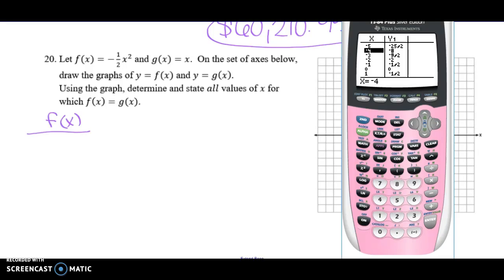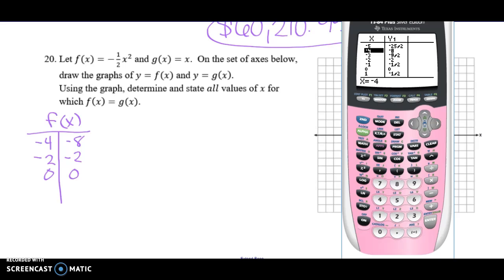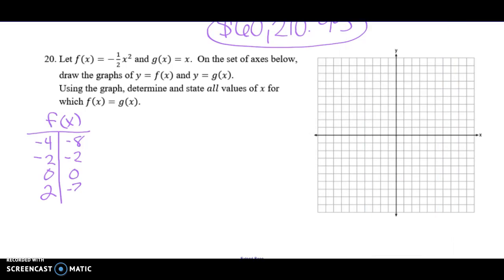I think I'm going to go from -4 to 4, but I'm only going to do the whole numbers. So -4, -8, -2, -2, 0, 0. And you can see if we scroll back down, I got 2, -2, and 4, -8. You see that nice symmetry. So then you can come over here and graph. So I've got -4, -8, -2, -2, 0, 0, 2, -2, 4, -8, graph it, label.